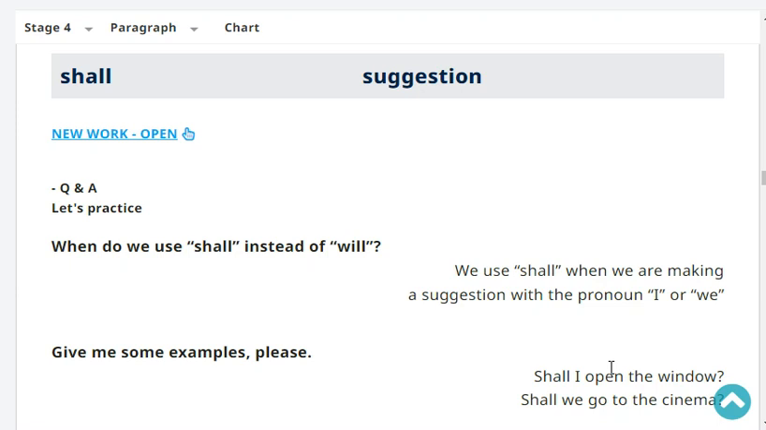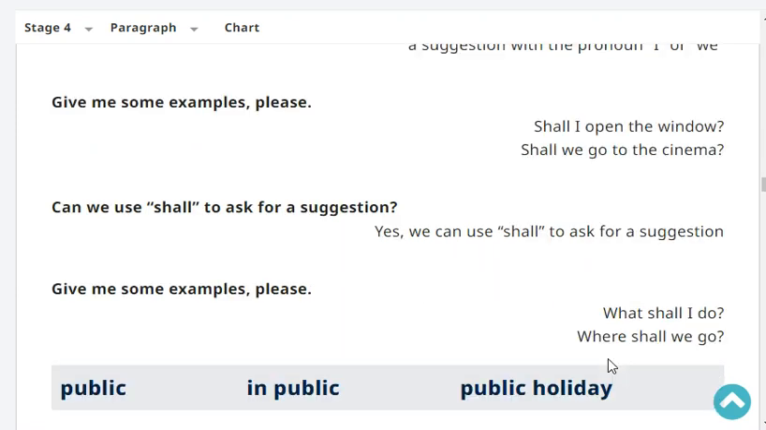One more. We use shall when we are making a suggestion with the pronoun I or we. Give me some examples, please.